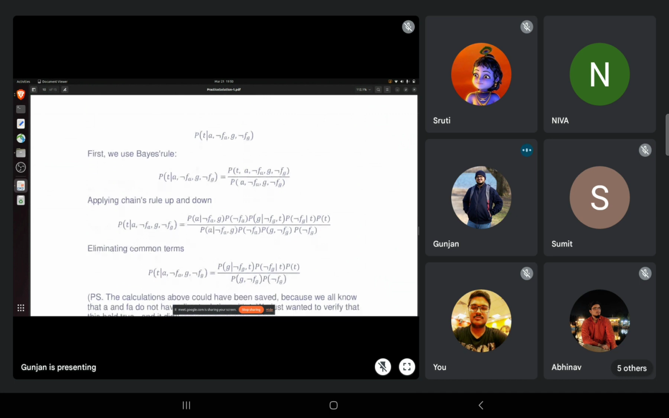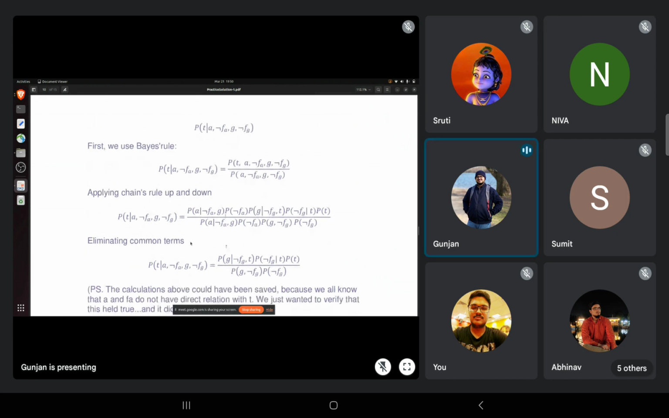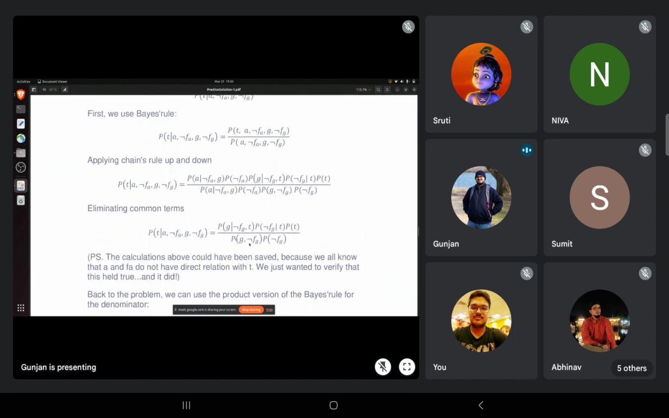Okay. Is it clear now? Yes, yes. Then we eliminate the common terms, and it all boils down to P of G, comma not FG, and P of not FG.